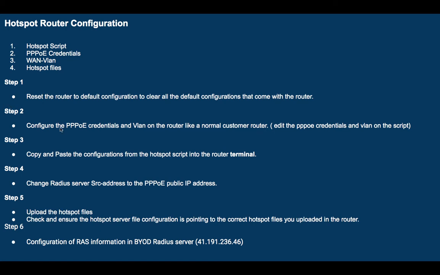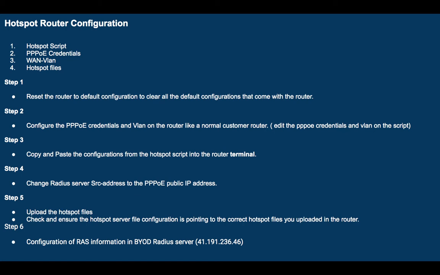Then the third thing that we need to look at now is, remember you've got your hotspot script, so we need to just copy and paste the configuration from the hotspot script into the router terminal. So on the router, you see there's a terminal, you just copy and paste, right? Then the fourth thing is we need to change the RADIUS server source address to the PPPoE public IP address.